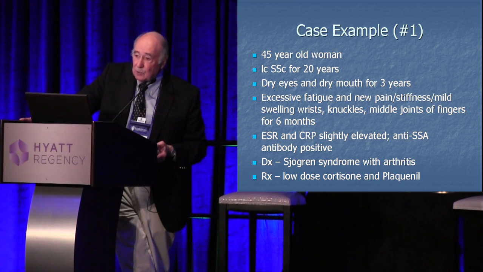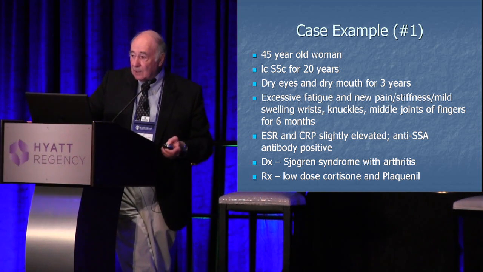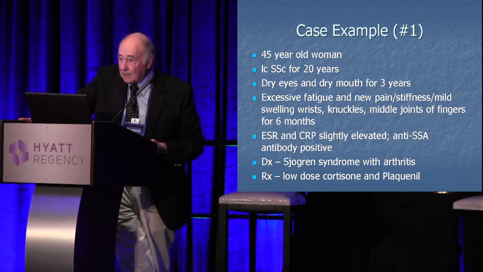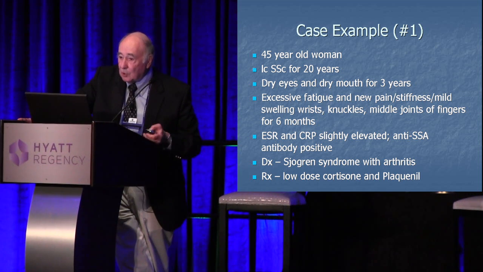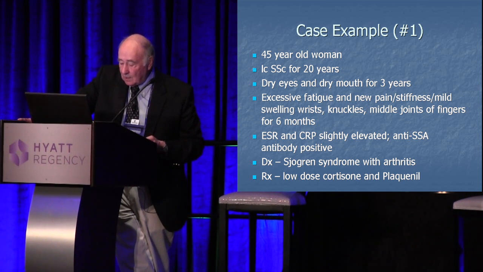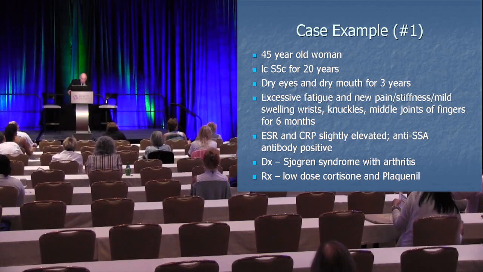In most cases, we would use some combination of low-dose cortisone and or Plaquenil. And I imagine many of you have heard of Plaquenil. Plaquenil is an anti-malarial drug used to prevent malaria in endemic, epidemic areas throughout the world, but in the 1940s recognized to be helpful in rheumatoid arthritis, lupus, and Sjogren syndrome. So it's a drug which we often would use, but we wouldn't use it for scleroderma. Okay, so the diagnosis is Sjogren's with arthritis, and that would be the treatment.